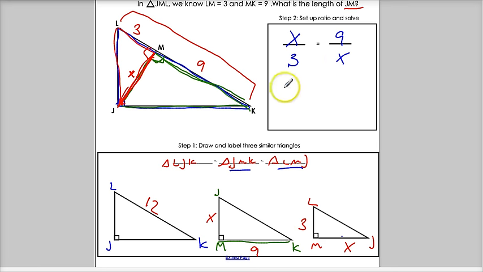Well, X times X is X squared. 3 times 9 is 27. To solve for X squared, your final step is to take the square root of both sides, and you get X is equal to the square root of 27.